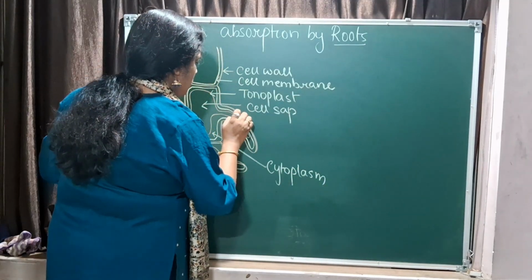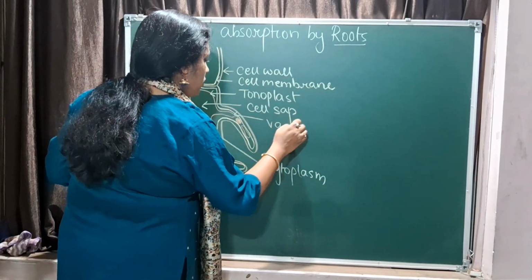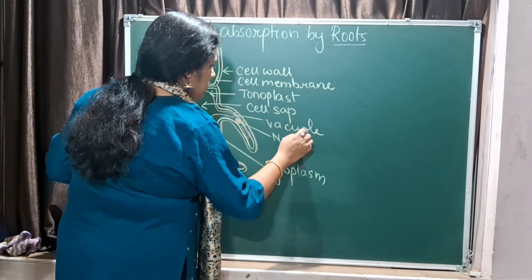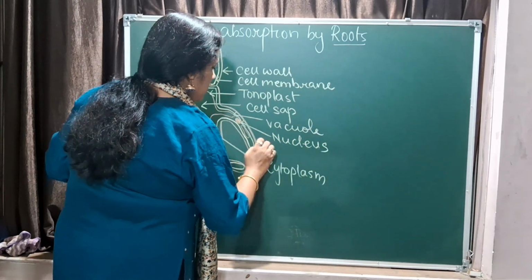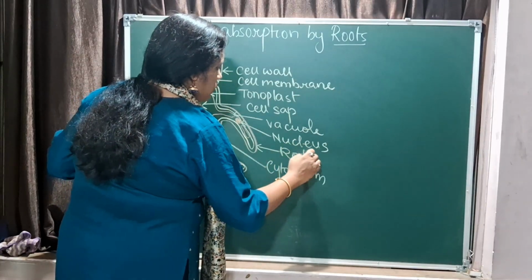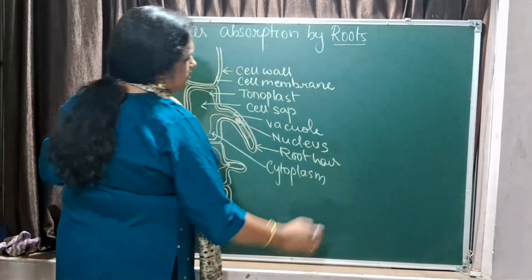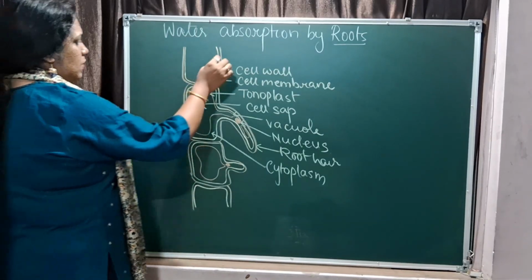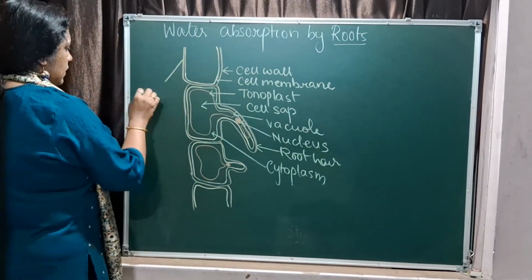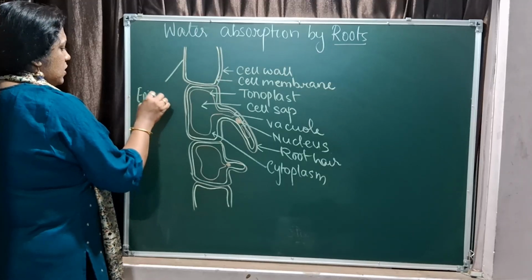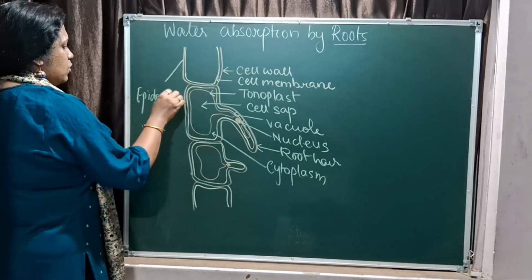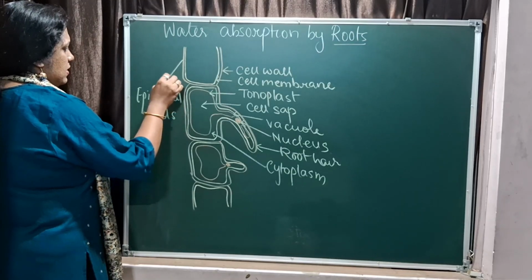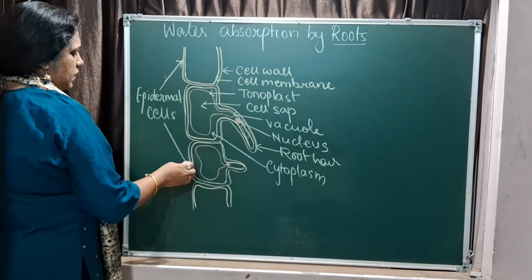Okay, this orange thing completely is a vacuole. This is the nucleus, and this one is basically the root hair. I have given you so many labels, right? And what are these cells? These cells are the epidermal cells, because it is only the epidermal cells of the root which contain root hair. So these are all epidermal cells.